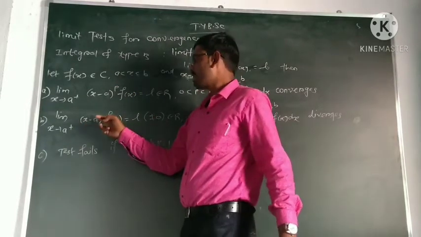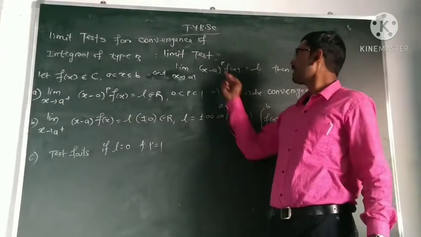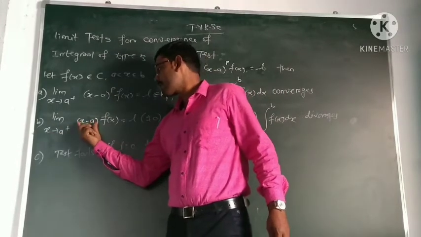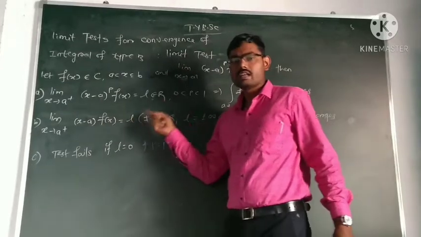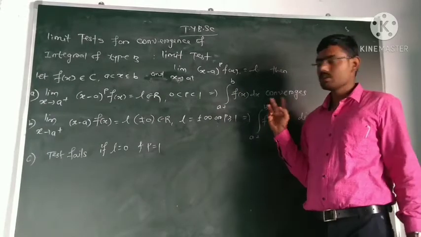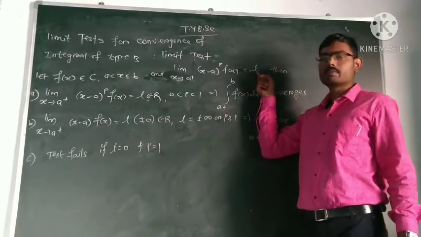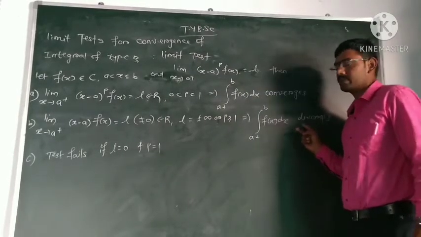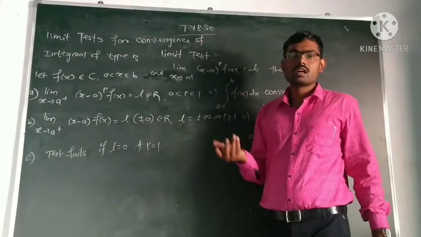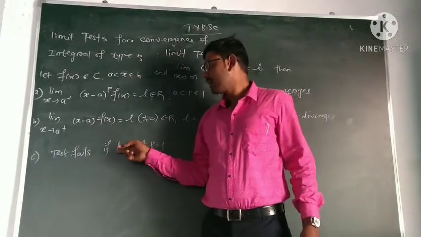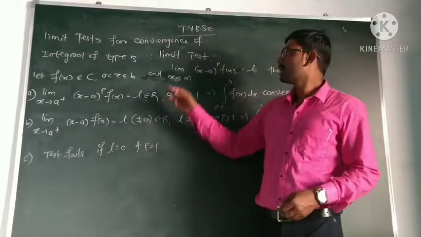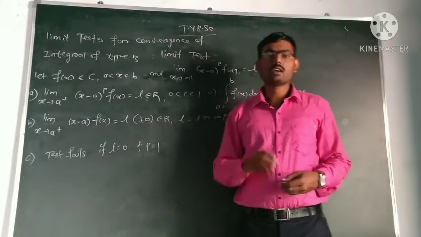In this case, there are two options: either p is equal to 1, or p is greater than or equal to 1. When p is equal to 1, then the limit as x tends to a of (x minus a) into f of x is equal to l, a non-zero real number, or plus or minus infinity, then the integral is divergent. Or if p is greater than or equal to 1 and the limit is some real number, then also the improper integral is divergent. The test fails for l equal to 0 and p equal to 1, and we cannot conclude about the convergence of the improper integral in that case. So this is the statement of the limit test for convergence of the improper integral of type B.